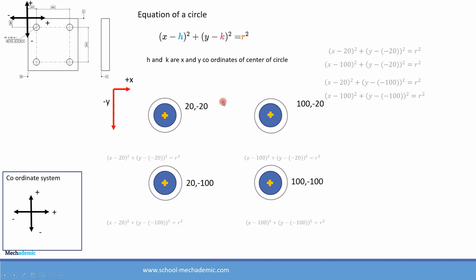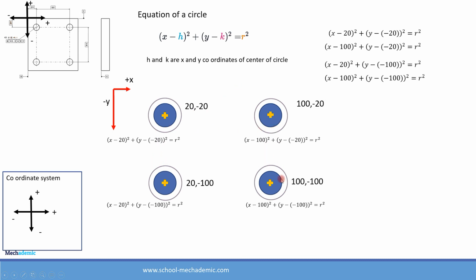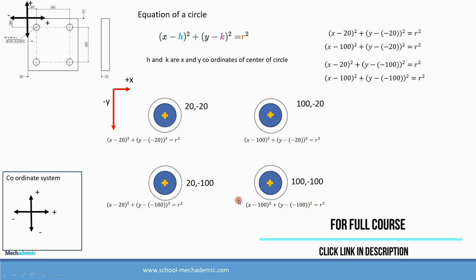So let us form the equations for each of these holes. So for this hole, just substituting the value of h and k with respect to the coordinates over here. So in place of h it is 20, in place of k it is minus 20, substituting this value. Similarly doing the same for the other 3. We get the 4 equations.